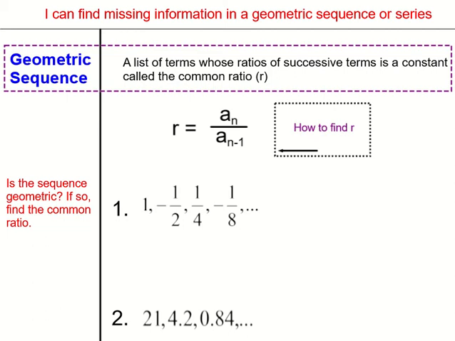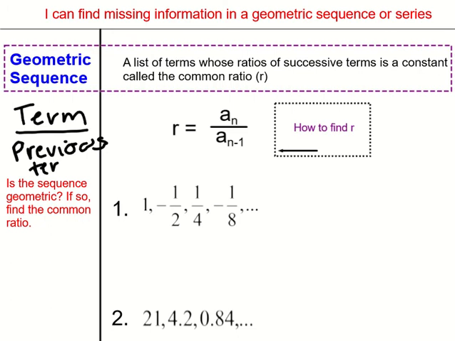So a geometric sequence is a list of terms whose ratios of successive terms, which just means previous terms, is a constant called the common ratio. So that's what we just found in those last two sequences, meaning that those were both geometric sequences. So now, how to find r? We have this: r equals a_n over a_n minus 1. What that is, we're just taking some term from our sequence, and we're dividing it by a previous term, or the term previous to that one.